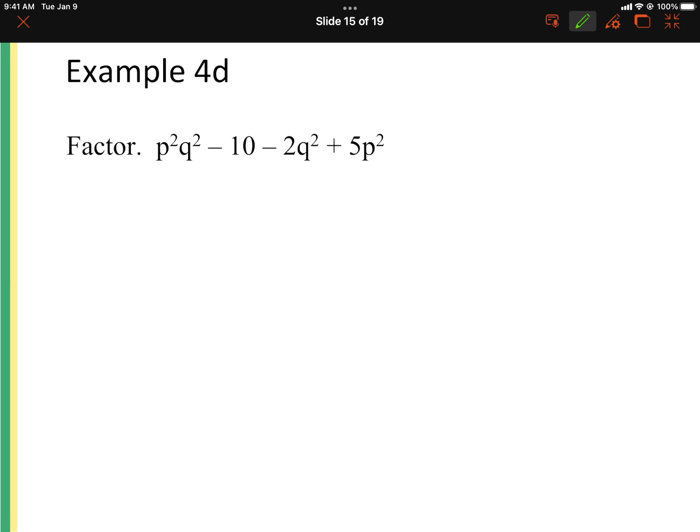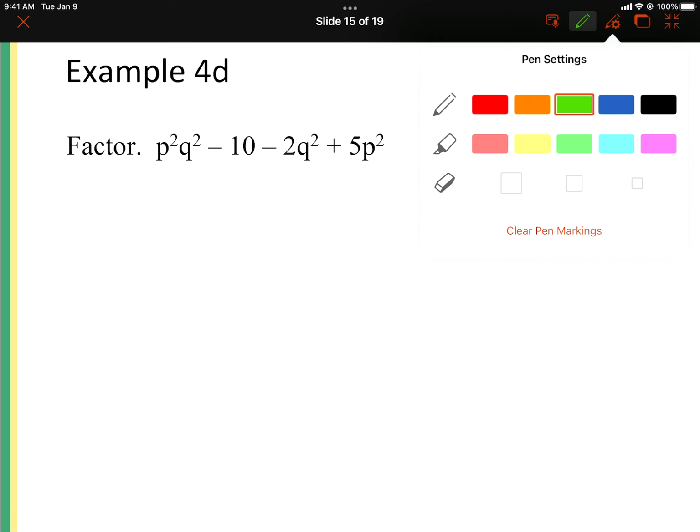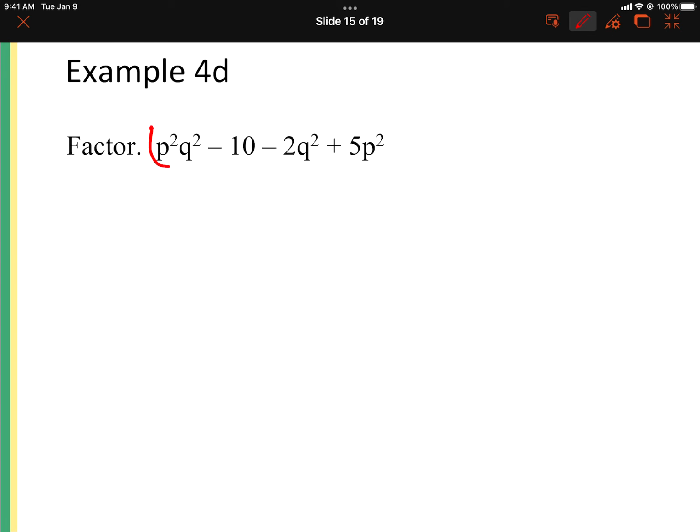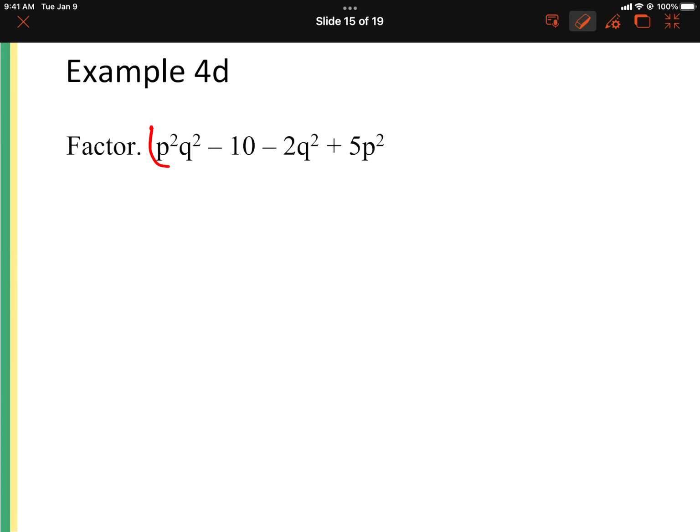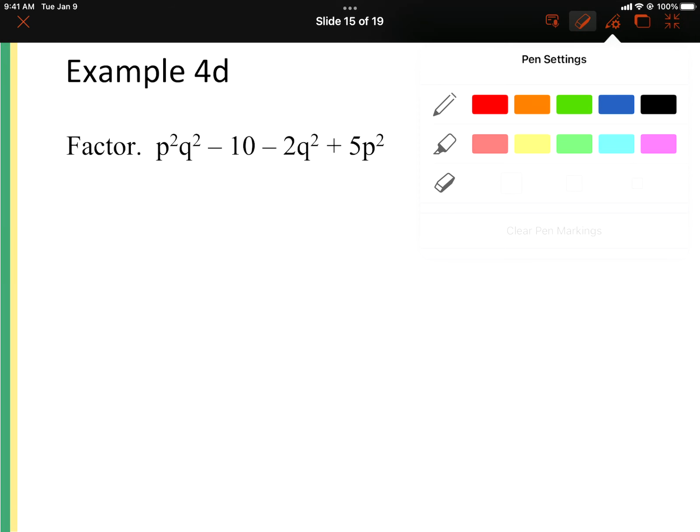All right, we have one more left. p squared, q squared minus 10 minus 2q squared plus 5p squared. Do they have a GCF? No. So if I look at this and start putting these together, do the first 2 have anything in common? Do the second 2 have anything in common? And they're not the same, right? So that means we're going to have to switch some things around.